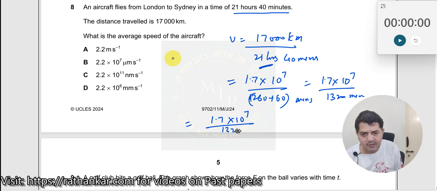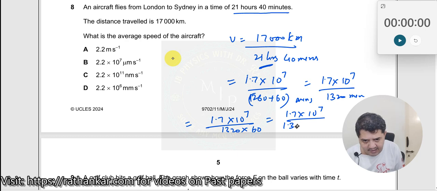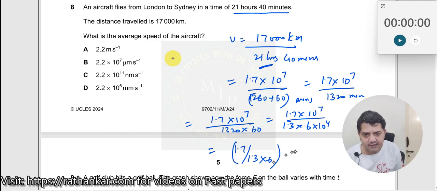If I convert into seconds, it will be 1.7 into 10 to the power of 7 divided by 1320 multiplied by 60 seconds, which should now be 1.7 into 10 to the power of 7 divided by 1.3 into 10 power 3, and 6 into 10 to the power of 1, 60 here. So when I do this, it will become 1.7 by 1.3 into 6 into 10 to the power of 3 over here.